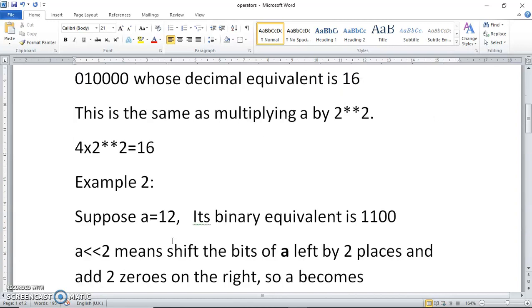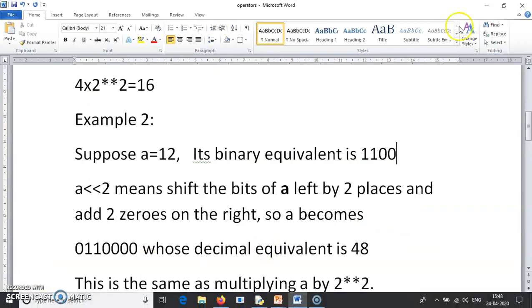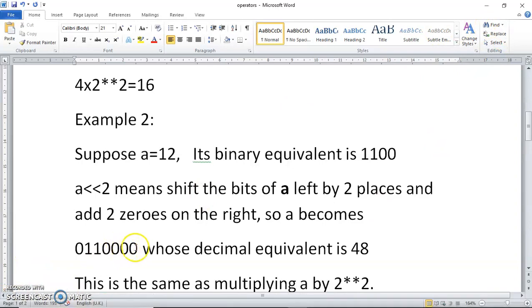Let's take another example. Suppose A is 12 and its binary equivalent is 1100. Now shifting A to left by 2 bits means shift the bits of A left by 2. So we move this 11 towards left and zeros are added here. So I've done it for you. It was 1100, so 2 zeros are added to the right. Now this number is equivalent to 48.